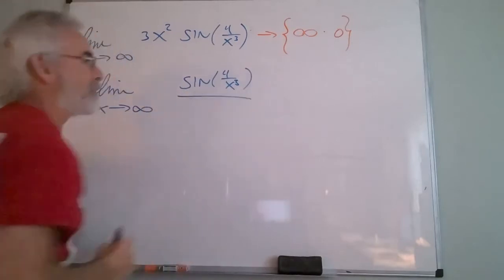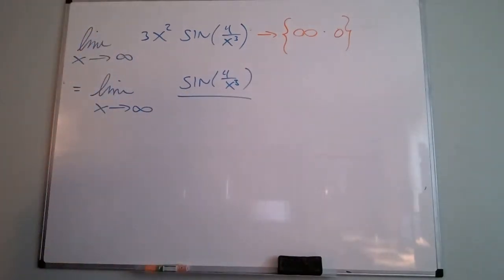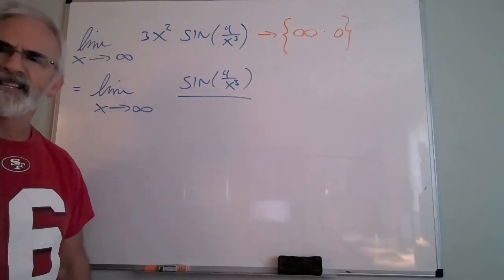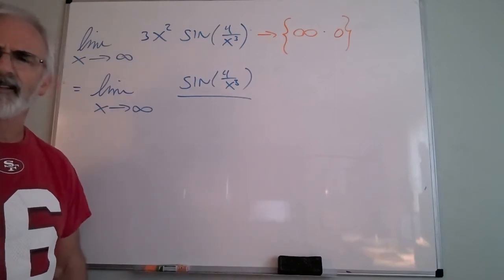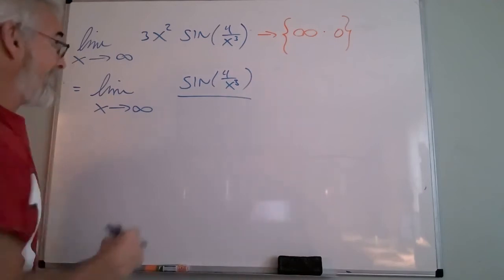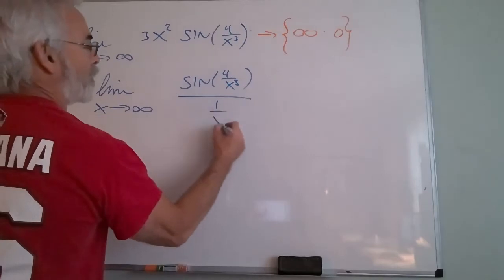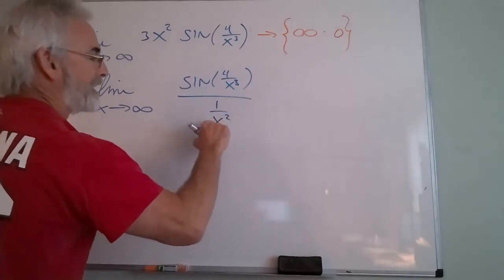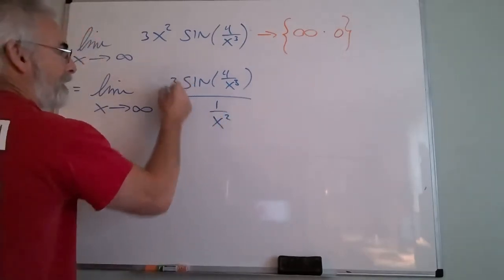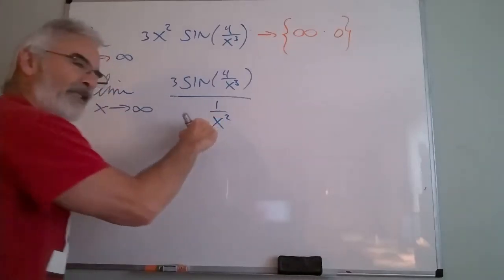Now, do I move the 3 downstairs or just the x squared downstairs, or does it matter? Anybody? Can't you just move it to the front of the limit? I can, or it doesn't matter. I can just leave it here. But here's the thing. This is a 1/x². I can put the 3 here, or I can put the 3 here.